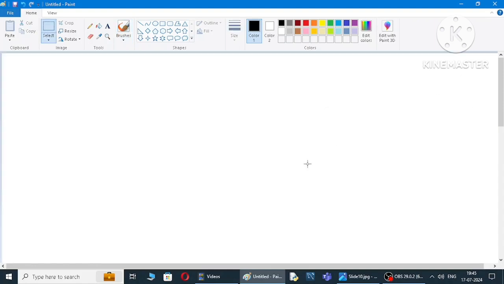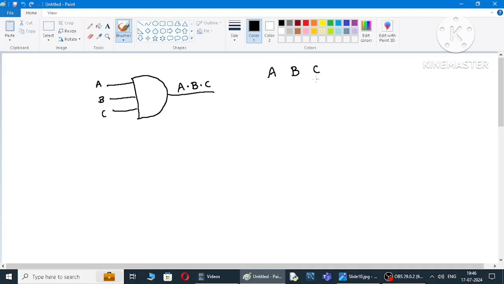Suppose there is a 3 input AND gate. You can construct a circuit with any number of inputs. There are 3 inputs A, B, C and 1 output. What is the output of an AND gate? It is a multiplication, right? A dot B dot C. How do the inputs work? You have 3 switches A, B, C. I am asking you to consider this as a switch so that you can imagine how it works.